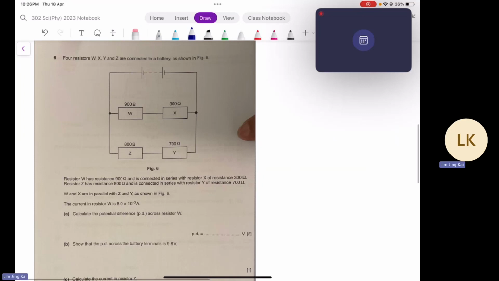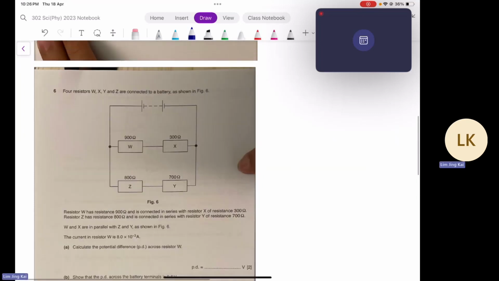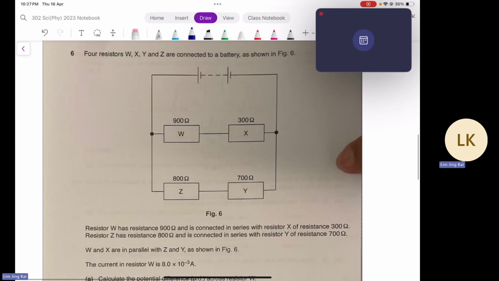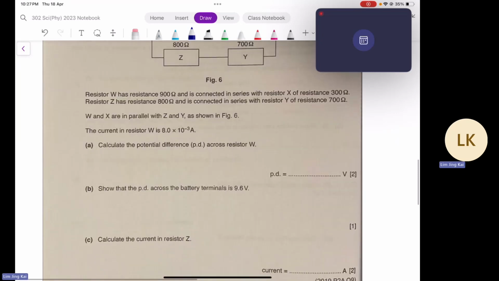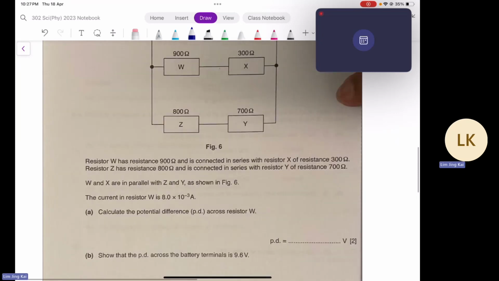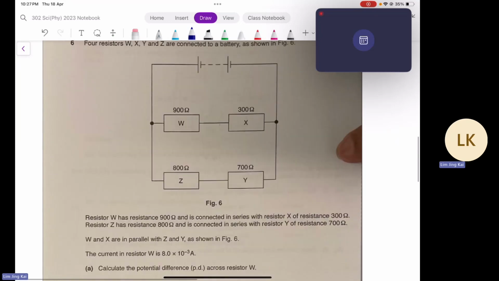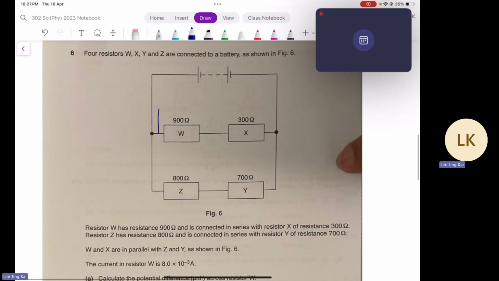topic 17, page 12. Okay, and you can see from here that the circuit itself is actually a combination of series in a parallel circuit. Okay, in fact, it's 2 series branches. Okay, so you are asked to calculate the potential difference across the resistor W. So, which means you are looking for the potential difference of this.